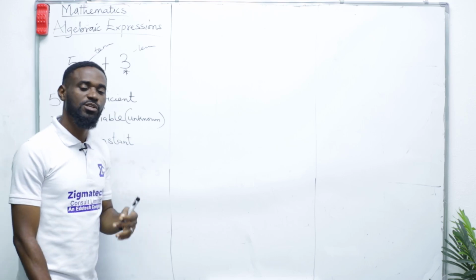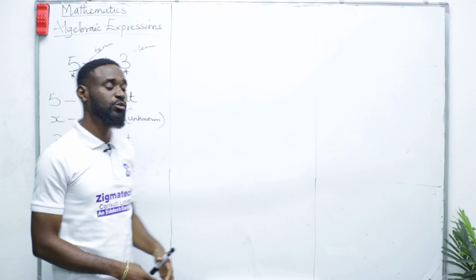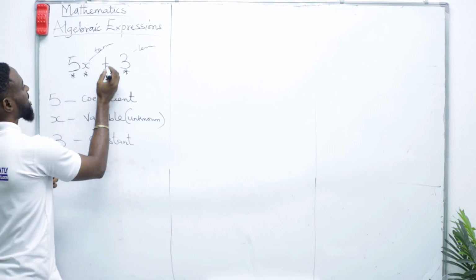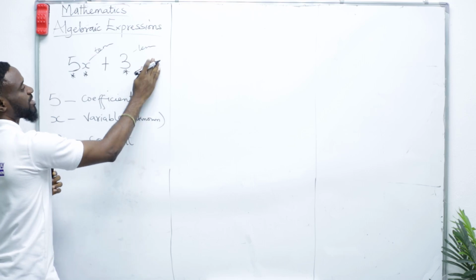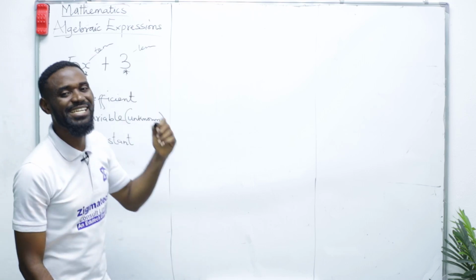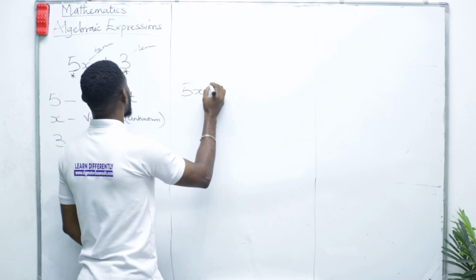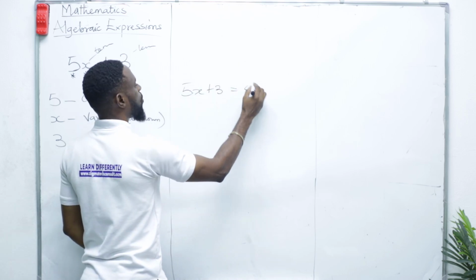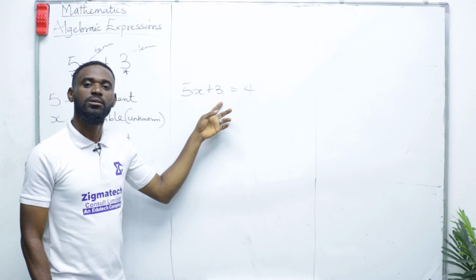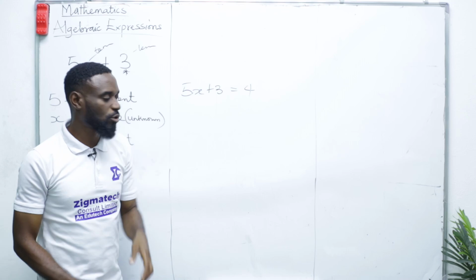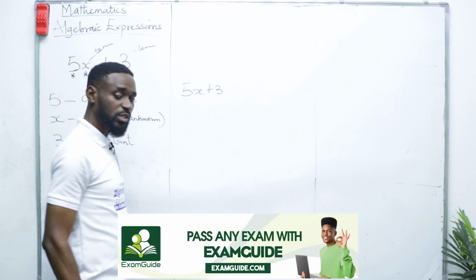Algebraic expressions don't have an equal sign. So you will not have something like 5x plus 3 equals 4. Once you have this kind of thing, it is no longer an algebraic expression. It is now a linear equation. If you have 5x plus 3 equals 4, this is no longer an algebraic expression. This is now a linear equation. In algebraic expressions, there is no introduction of an equal sign. Do you understand the point?